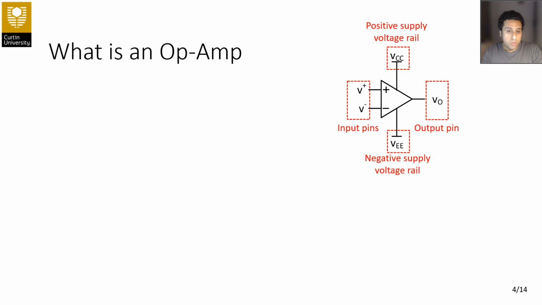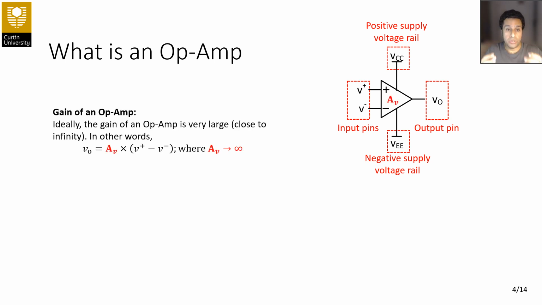The gain of the op-amp is another important thing to know. The gain of the op-amp is something huge. It's something really close to infinity. And basically, it's like scaling. It scales up the voltage difference across V plus minus V minus, and then it reflects this multiplication of that gain by this voltage difference to the output voltage.